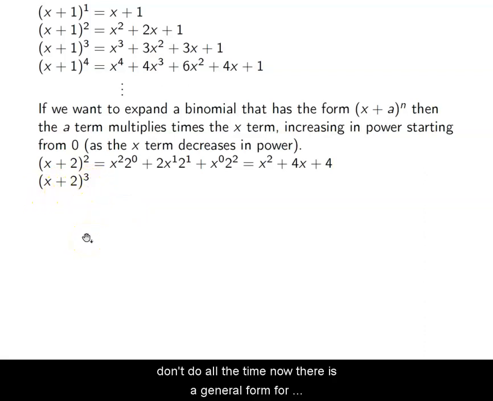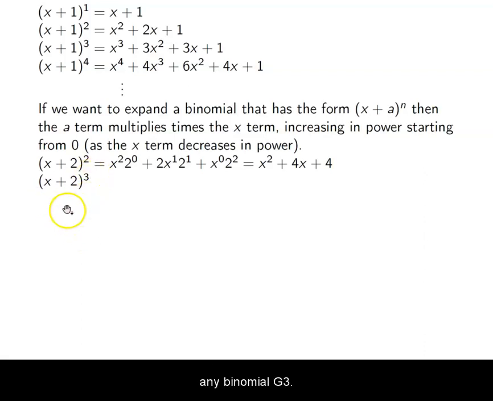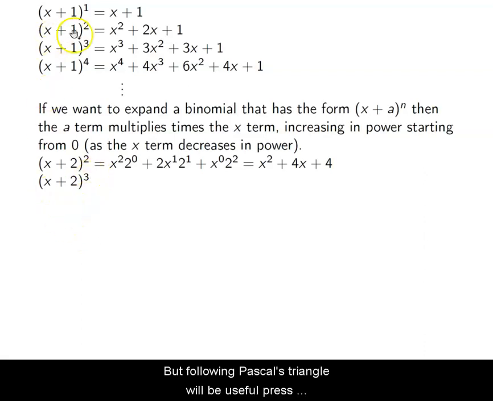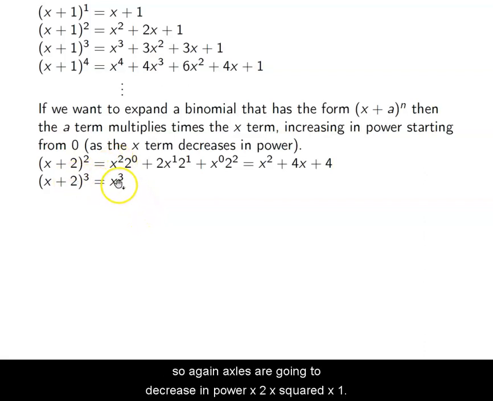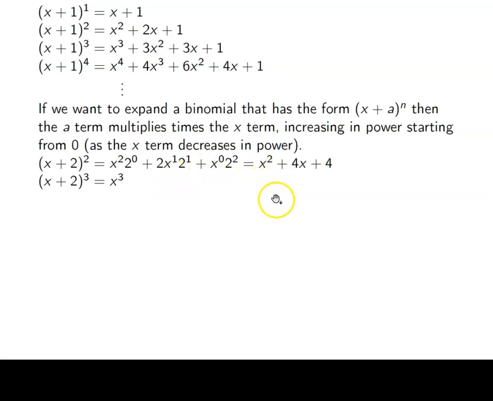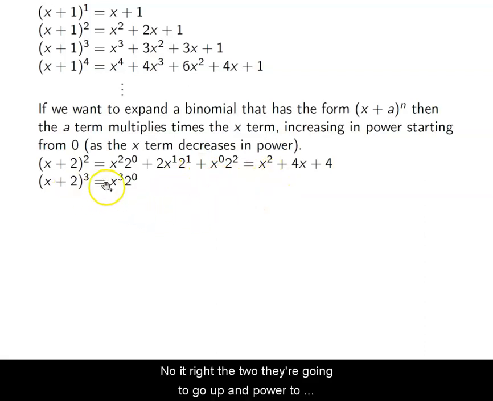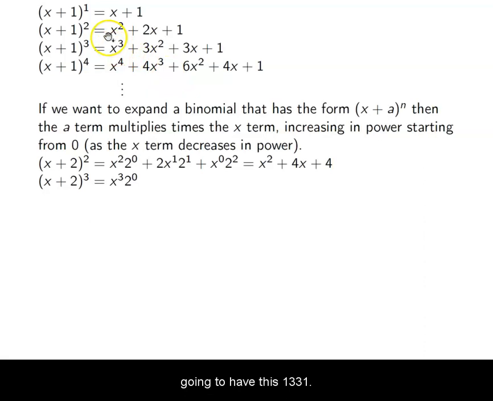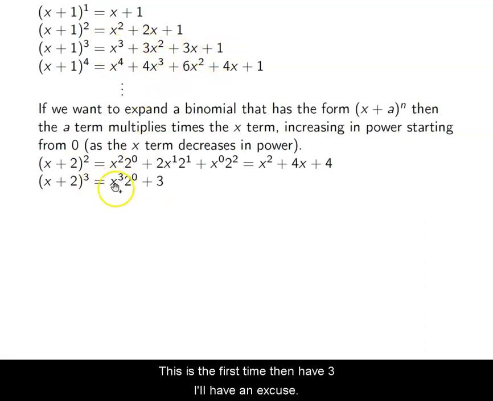Now, there is a general form for any binomial cubed, right? But following Pascal's triangle will be useful for us. So again, x's are going to decrease in power. X cubed, x squared, x to the 1, no x, right? The 2's are going to go up in power. 2 to the 0 power, 2 to the first, 2 squared, 2 cubed. And we're going to have these 1, 3, 3, 1 coefficients. Okay, so this is the first term.